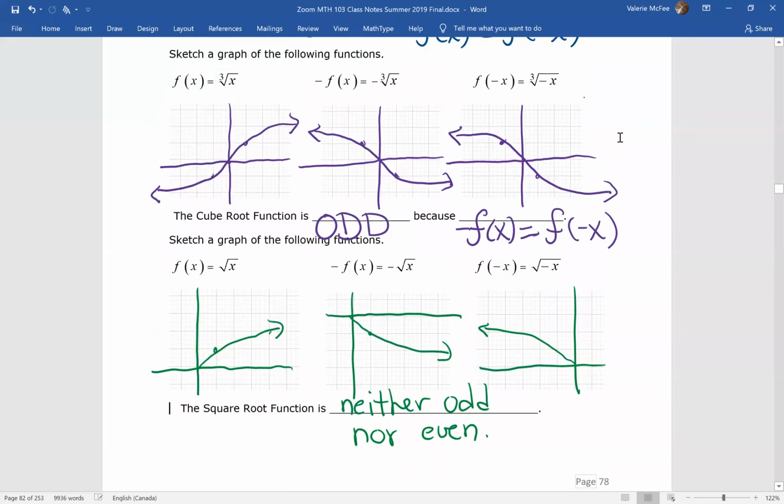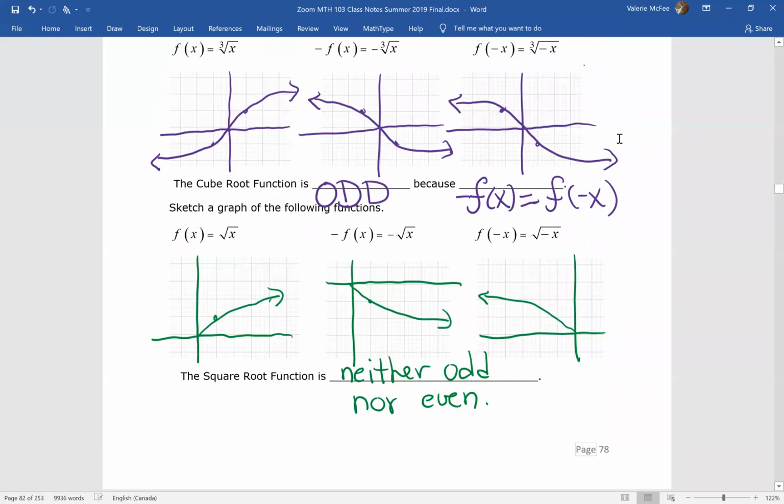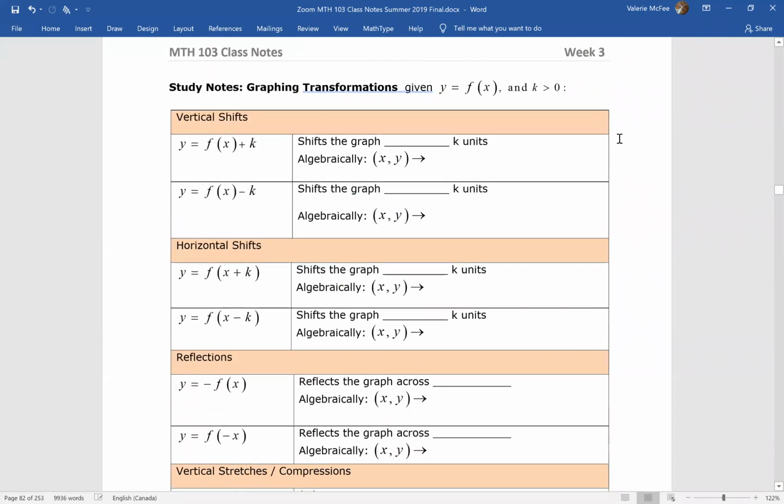Now you're going to want to remember these definitions for odd and even functions because we will talk about them again when we get to trigonometry, and I will expect that you remember this definition. I want to close this lecture by asking you to take a look at this set of study notes. These are for you to fill in, so you can put all of the transformations in one place and memorize them for your test and your final exam.